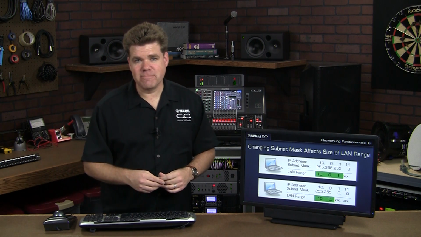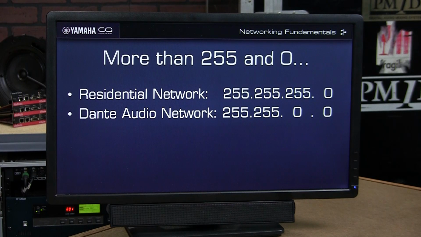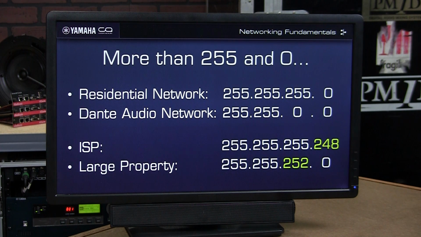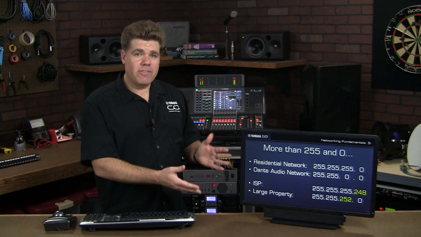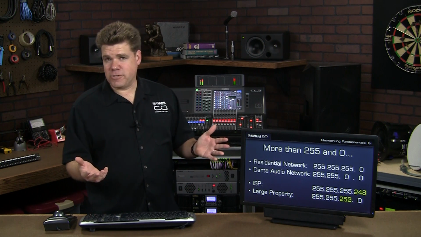Hopefully that's clear. Now so far, we've just talked about subnet masks using flags of 255 and 0. And that'll cover most of your residential or your Dante audio networks. However, if you're working with an internet service provider, they might give you a tighter range. Or if you're working with a larger property network and you're doing something a little more complex, you might be opening it up a little more. So in both of these examples, you're probably just going to type in the numbers given to you by an IT professional.